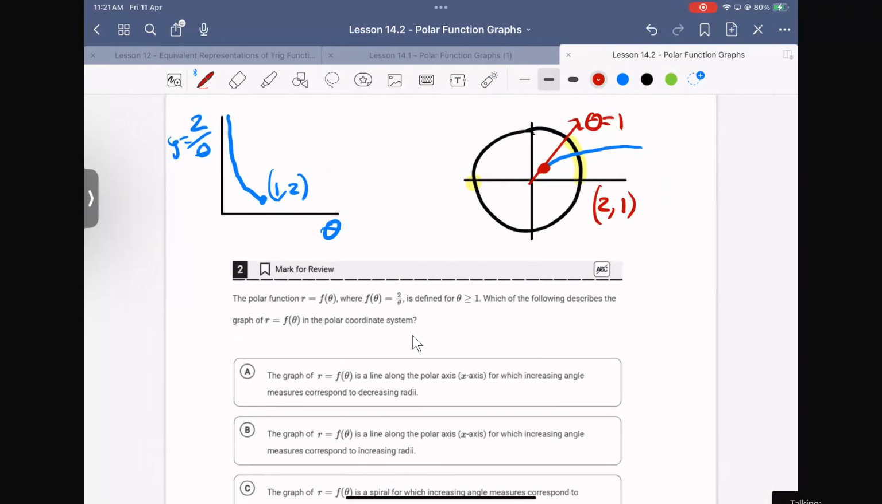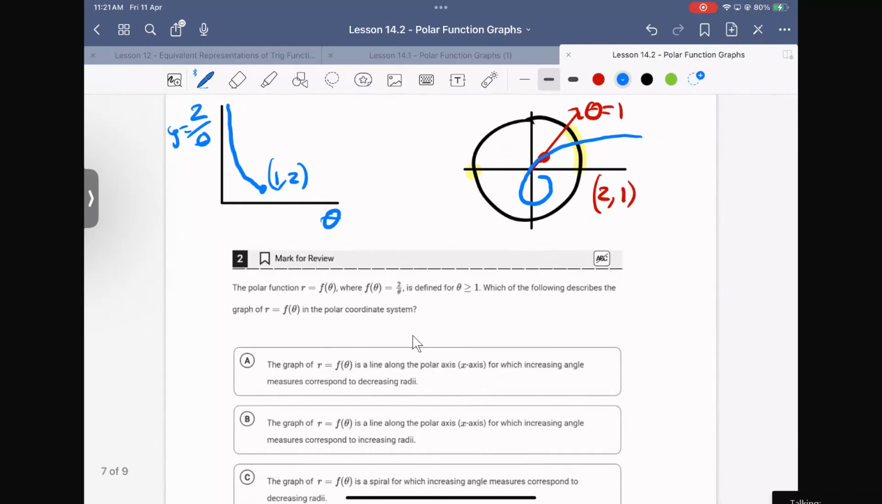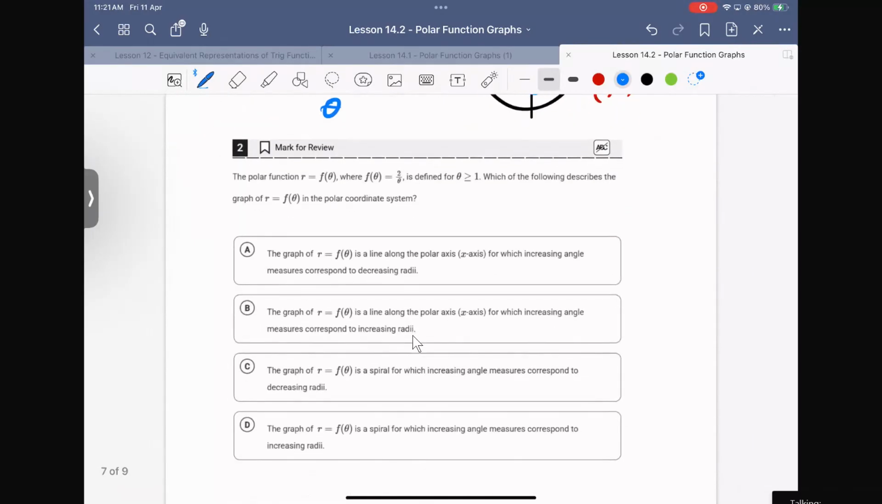What this graph is actually going to do is spiral around like this. So we can see that it's curving. So looking through our different answers, it's not going to be a line. It's going to be a spiral.